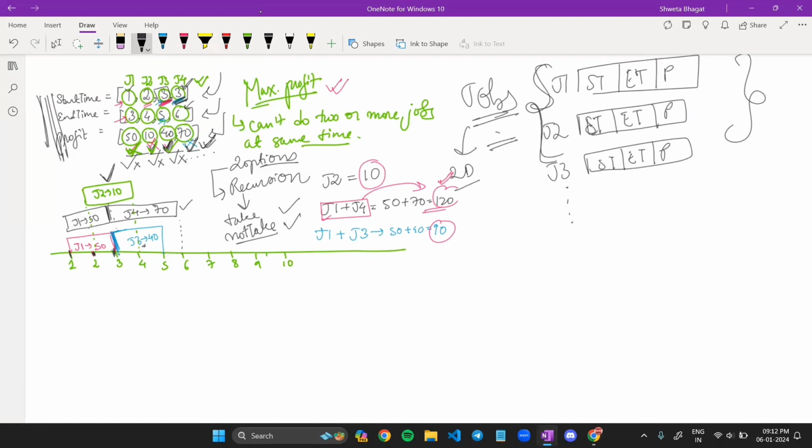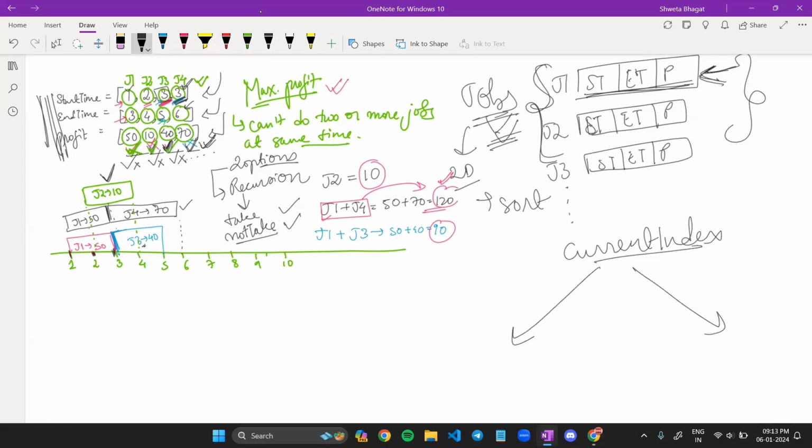Now, once we have created a 2D vector to store the start time, end time, and the profit of each of the jobs, what we are going to do is we are going to sort this jobs array. Now, I'll be explaining the reason later. Now, let's see first that if we are present at any job, say for example, if I'm present at job 1, so I'm having two possibilities. Let's say if I'm at current index, so I'm having two possibilities.